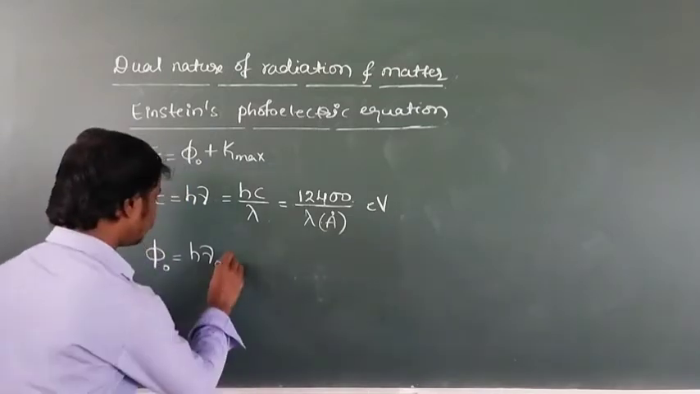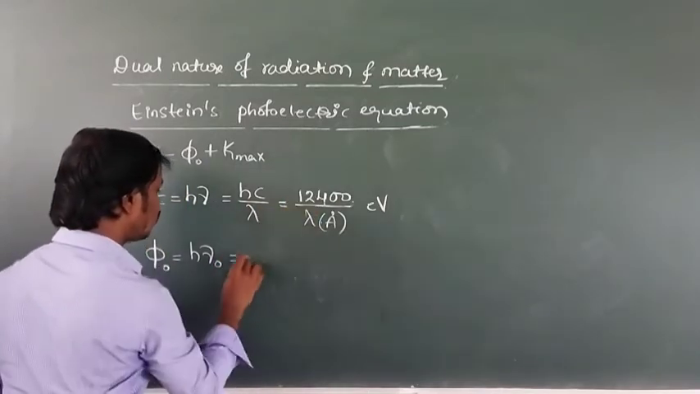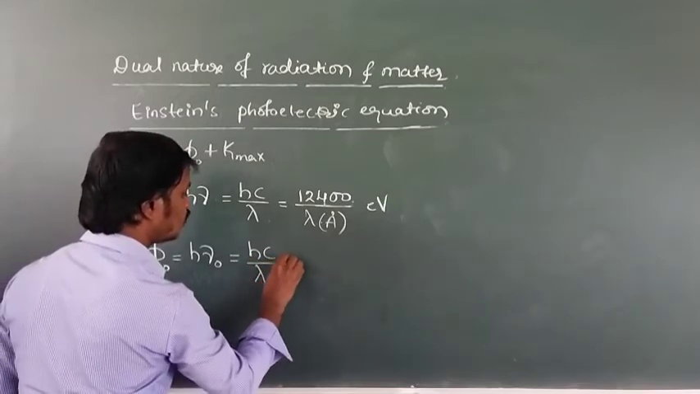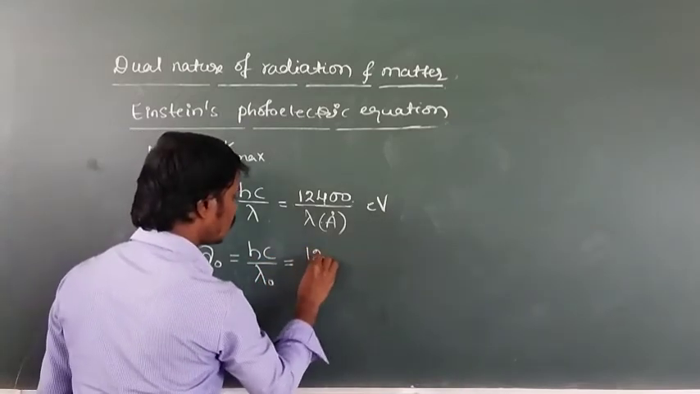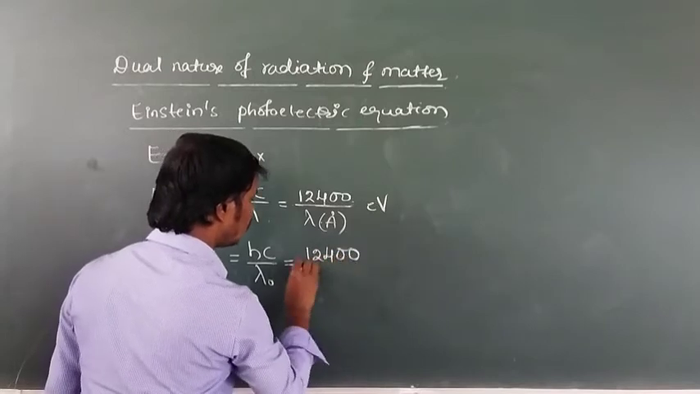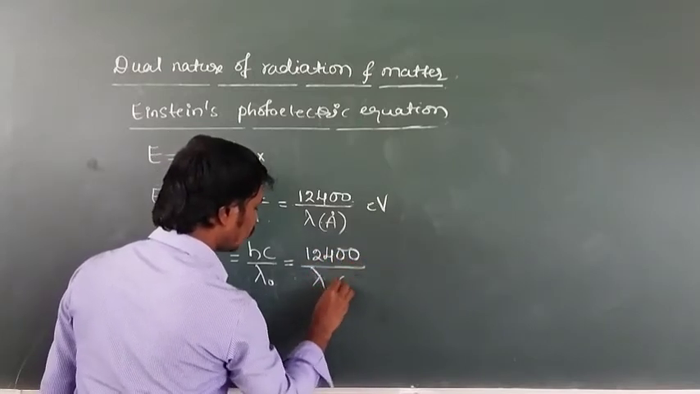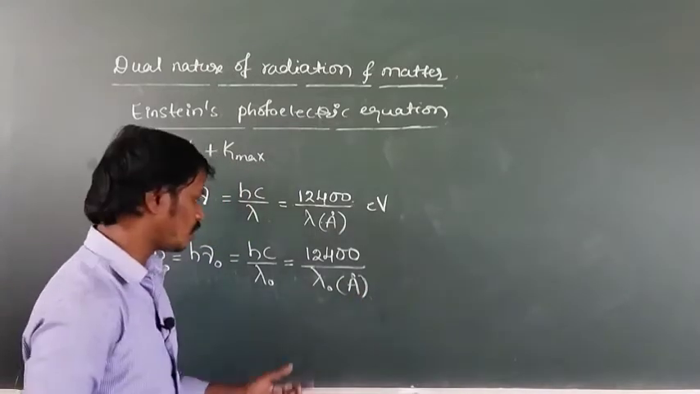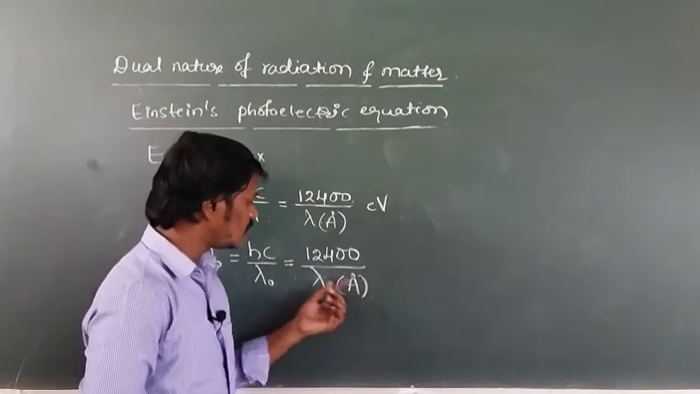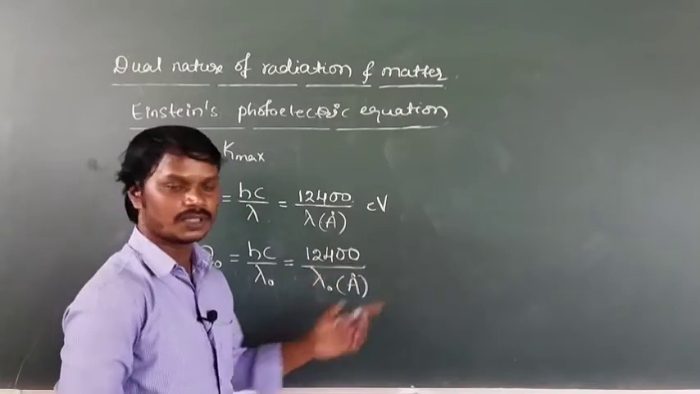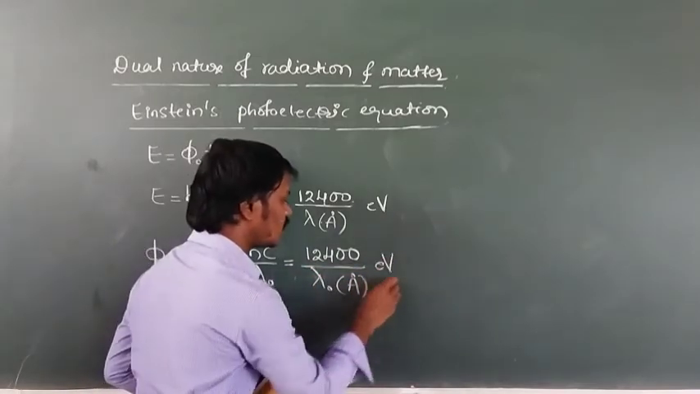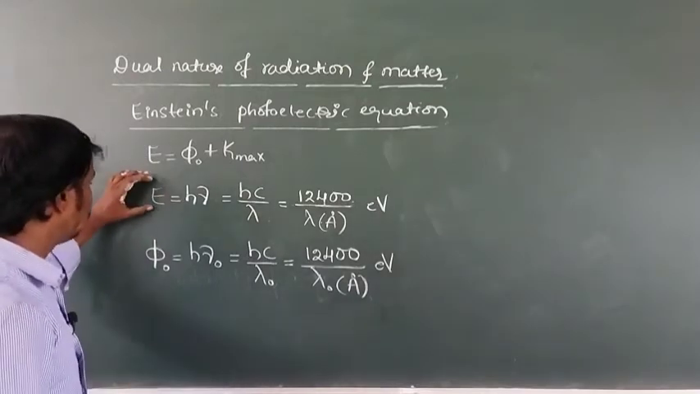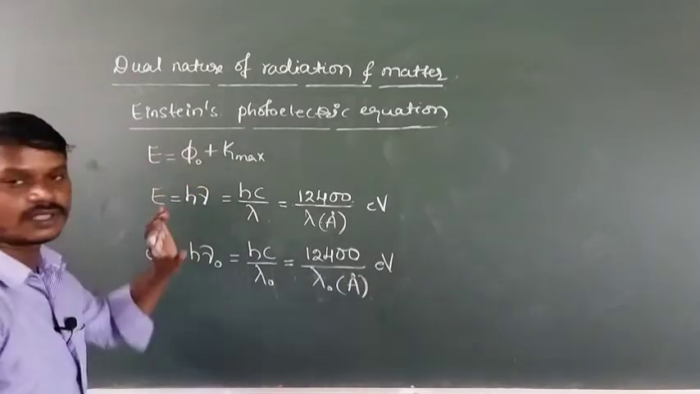Then in terms of threshold wavelength, that is hc by lambda naught, and its value is about 12,400 divided by lambda naught, if lambda naught is in angstrom. If lambda naught is in nanometer, then it is 1240, and this work function is also measured in electron volt. So this is about energy, work function, and one more, that is kinetic energy.